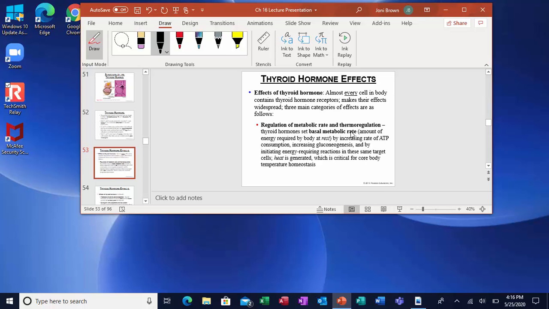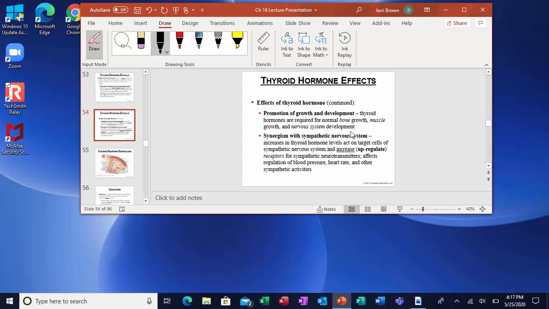They increase how much ATP we use. They help us make new sugar, gluconeogenesis. And when you need quick energy, this is where you're going to get it. They make heat, so in these processes that they affect, heat is made. And so they have a lot to do with thermoregulation or heat temperature control.